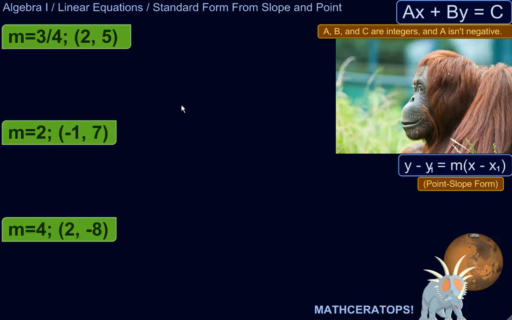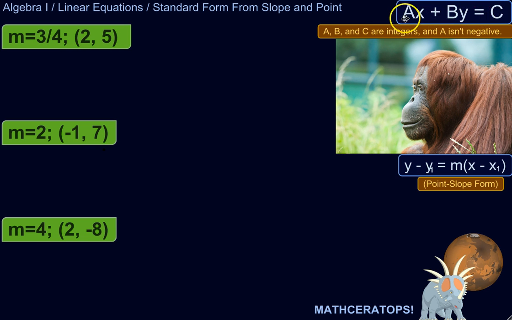Alright, let's work on writing the standard form of an equation for lines when we're given the slope of the line and we're given a point on the line. Here's the standard form of a linear equation.